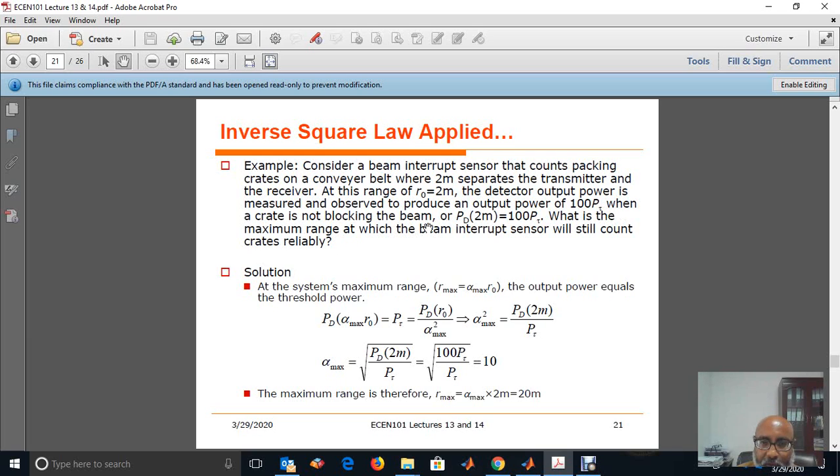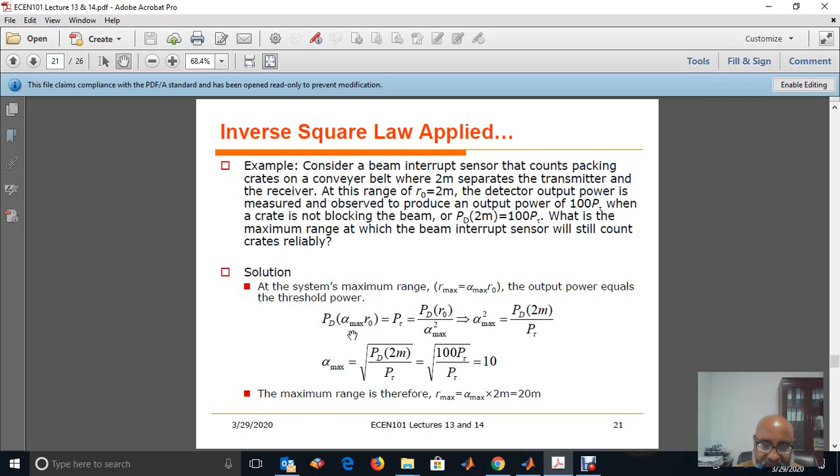When a crate is not blocking the beam, at a distance of 2 meters, that means the received power is 100 times P threshold. What is the maximum range at which the beam interrupt sensor will still count?